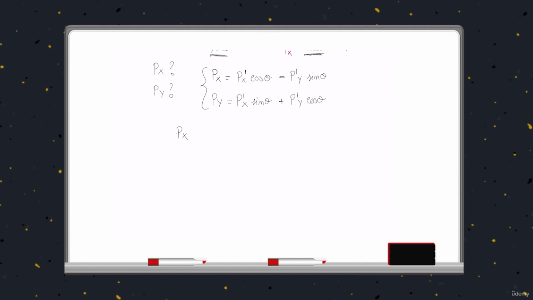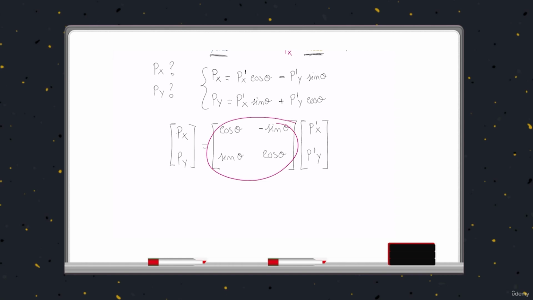We can also express these equations in a matrix form without changing their meaning. And in this form, we can clearly see that there is a relation among the coordinates of P in the reference frame of the world and the coordinates of P in the rotated frame. This relation is expressed by a matrix that only depends on the displacement angle theta among the two reference frames. And this matrix is called rotation matrix.